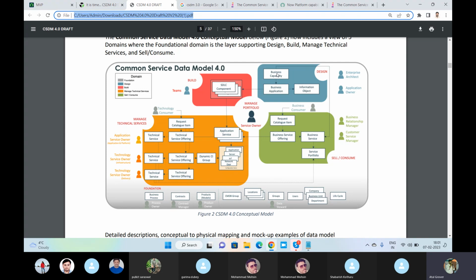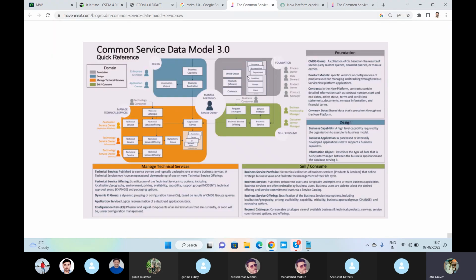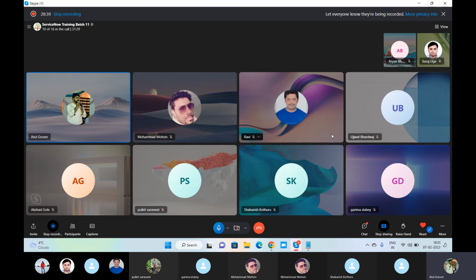So what does capability say? Let me come here. This one: a high level capability required by an organization to execute a business model. Why do you guys come to me for the training? Because you understand that Atul has the capability to teach these things to everybody. This is what I built.